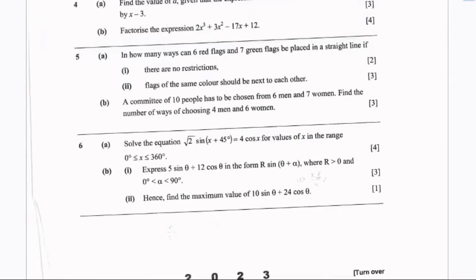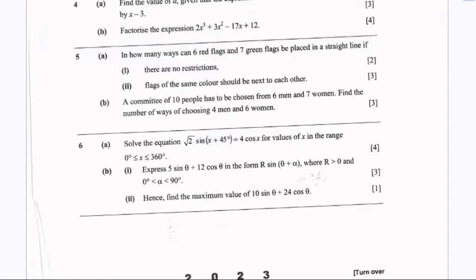Here is the question. The question has two parts, part A and part B. Part A says: solve the equation square root of 2 sine (x plus 45 degrees) is equal to 4 cos x for values of x in the range x is less than or equal to 360 and x is greater than or equal to 0 degrees.